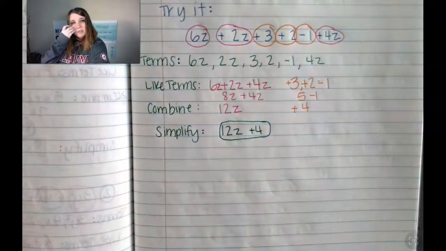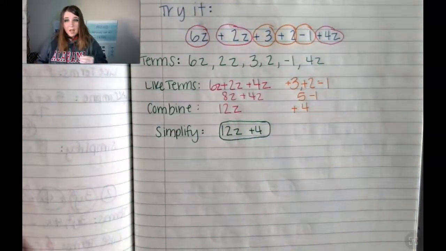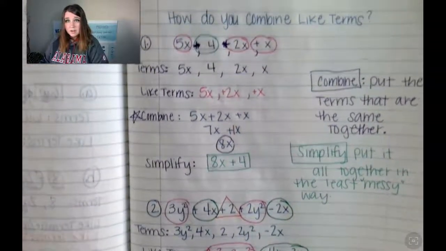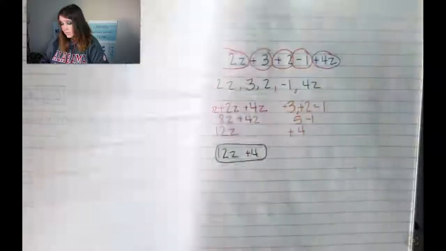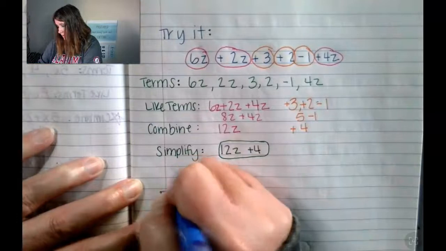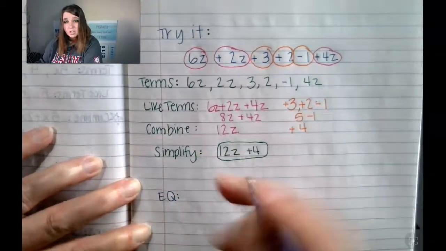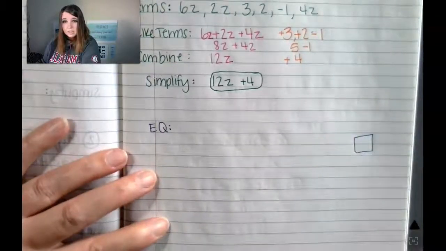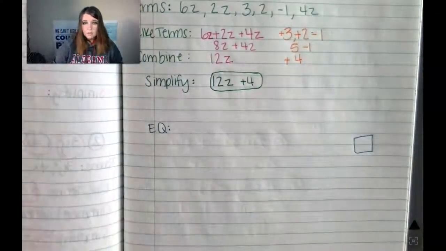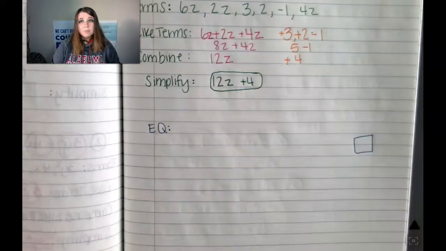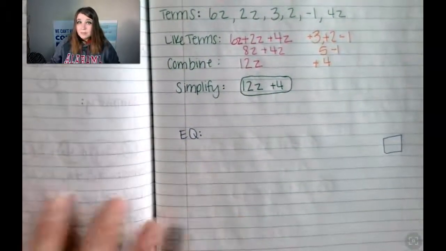How did you do? If you need help, make sure that you're stopping in at the Google Meet. Okay, now come back over here and answer your essential question. How do you combine like terms? So answer that essential question down here. And then off to the side, go ahead and rate yourself in your box. Where are you at, 1, 2, or 3, with combining like terms? And as always, if you need help, you better be stopping in at that Google Meet and asking me for help.